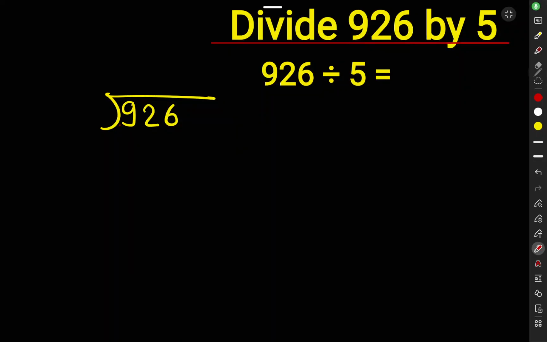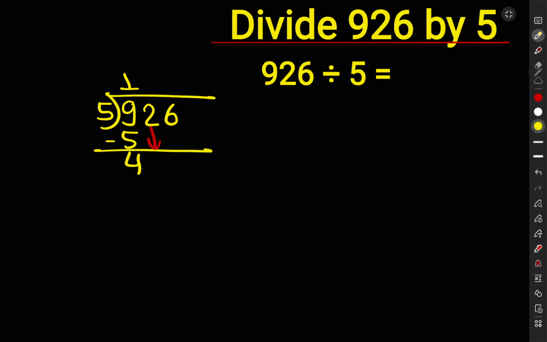We divide 926 by 5 in a long division method. 5 times 1 is 5. On subtracting we get 4. So now we put down this 2 and it is 42.